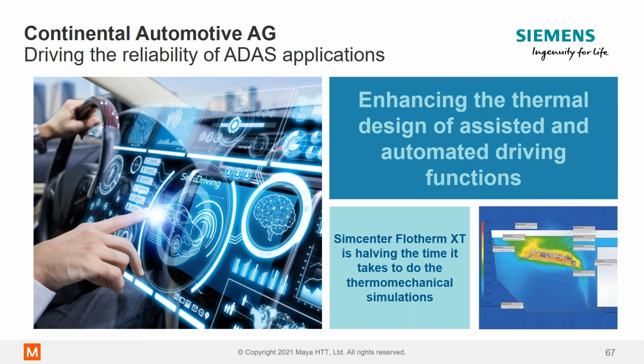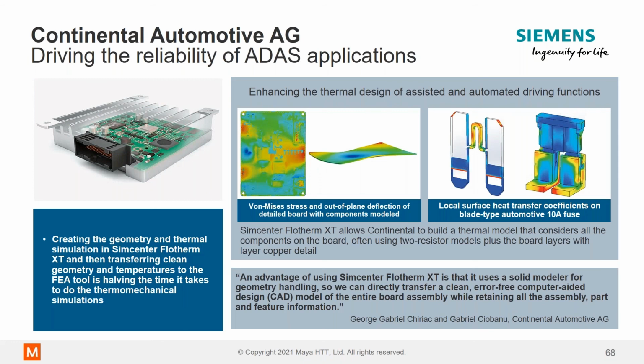Next slide, please. So in this instance, they were using it for their ADAS. This is their forward-looking camera for things like collision detection, lane departure detection, and things like this.